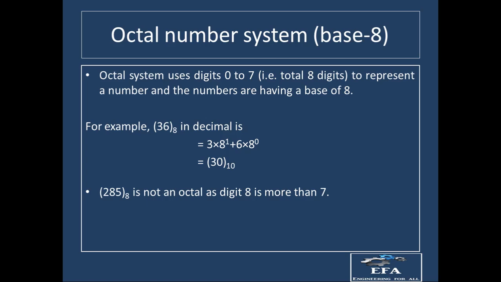So when we have to represent any octal number, let us say we are having an example over here, 36 with the base 8, that can be represented in terms of decimal by this formula, that is 3 into 8 power 1 plus 6 into 8 power 0. So in total we are having 30 with the base 10 as the decimal value of this octal number.